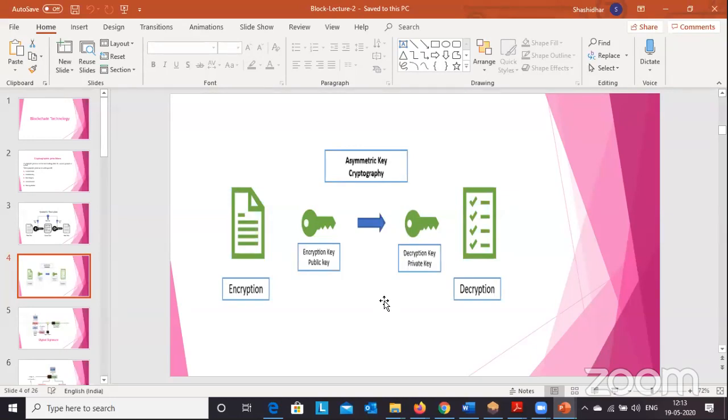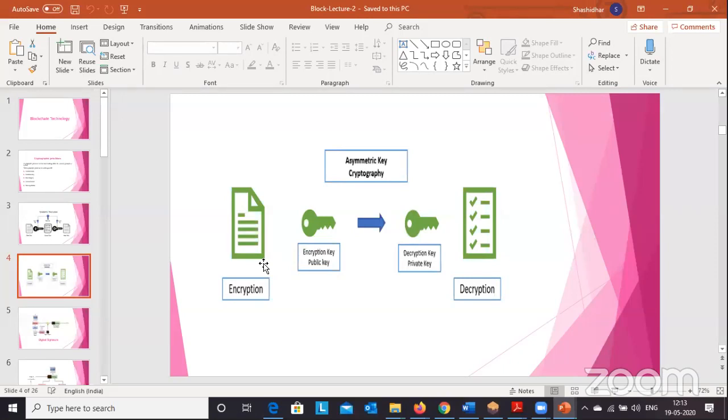In this environment, how do we encrypt the message? In asymmetric, or public key, cryptography, the keys are different. The encryption key is different and the decryption key is different. Now in encryption, suppose party A, the sender, wants to send a message to B. How do we perform the encryption in this scenario? A will send some message.